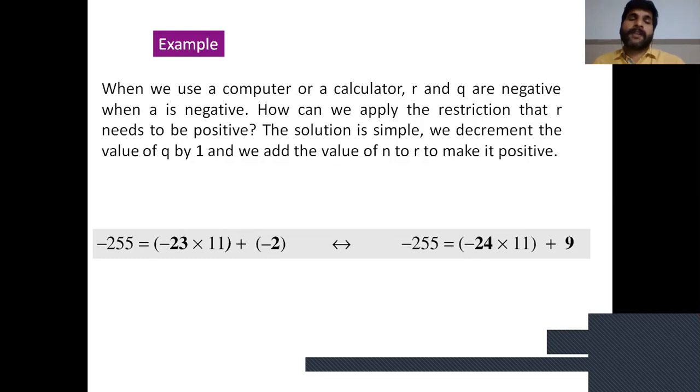So minus 255 equals minus 23 into 11 plus minus 2, which becomes minus 255 equals minus 24 into 11 plus 9.